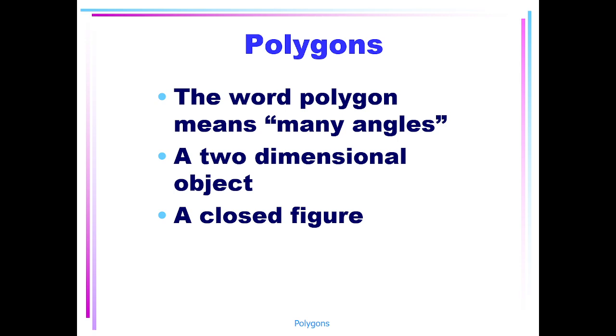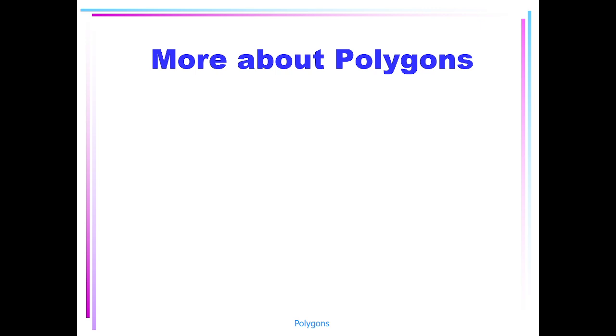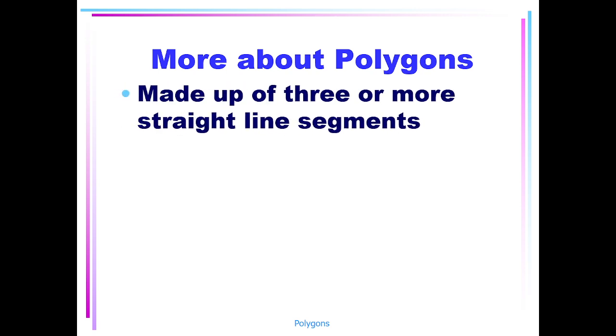It is a closed figure, so remember it's a closed figure. If a figure that you see is open, if there's a slight opening, then that is not a polygon. More about polygons, we have some other characteristics. One here is that there are exactly two sides that meet at the vertex. If there are more than two sides that meet at a particular point, which is called the vertex, then that is not a polygon.